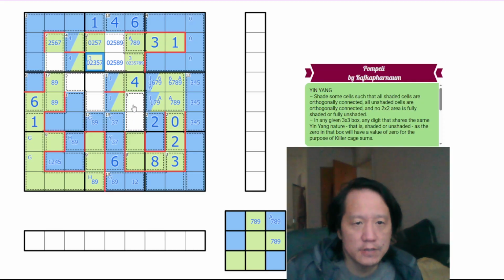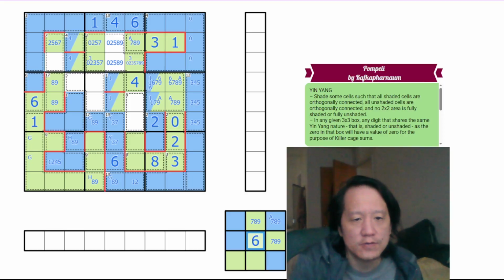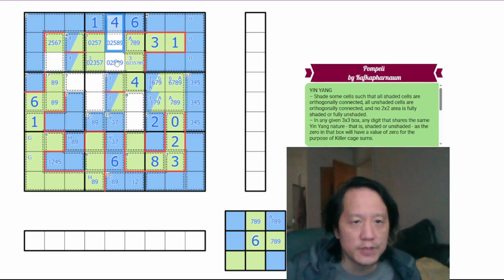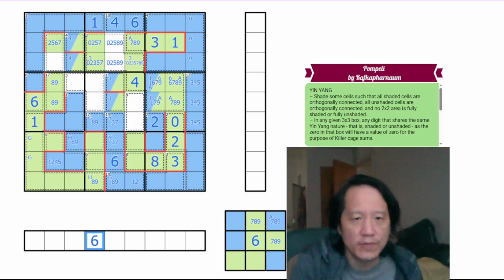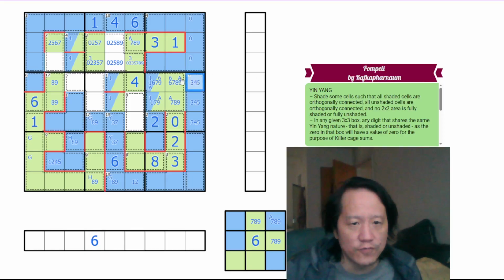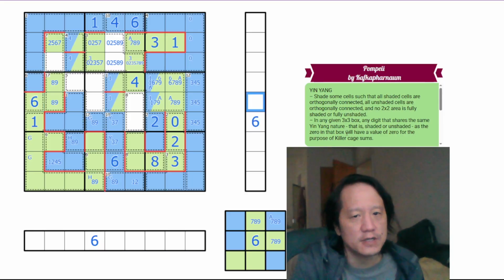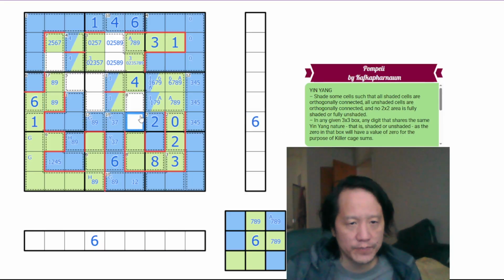Okay. 6 cannot be here. 6 cannot be here. 6 cannot be here. And 6 can't be any of these. We're missing 6 in box 5. And we have a 6 in column 5 and a 6 in column 6. So the 6 has to be missing from column 4. We have a 6 in row 4 and a 6 in row 5. So we're missing a 6 in row 6 here.